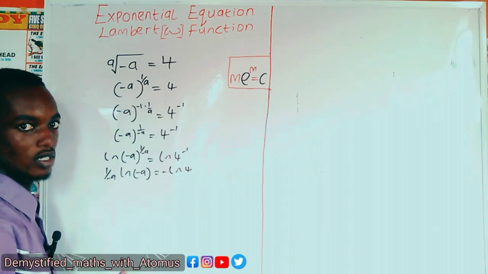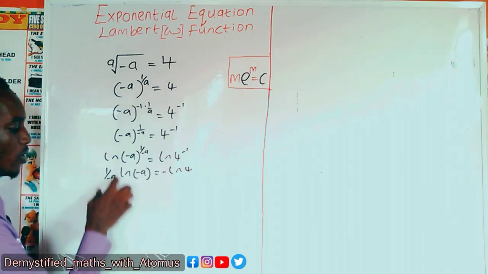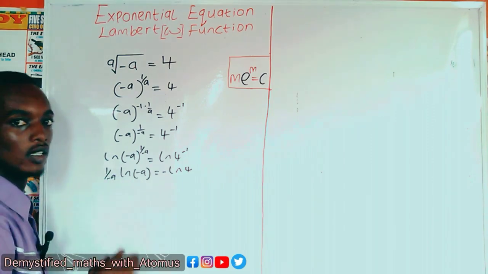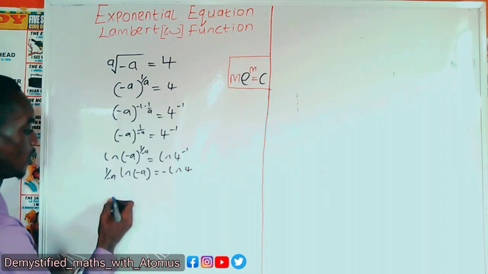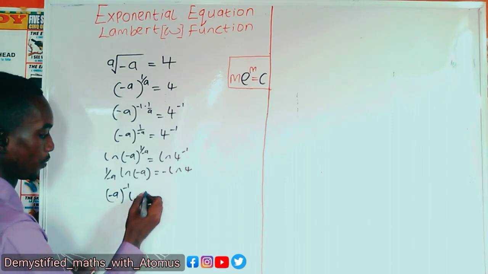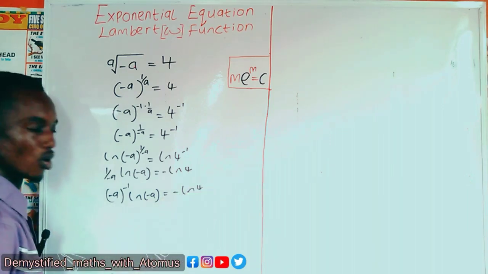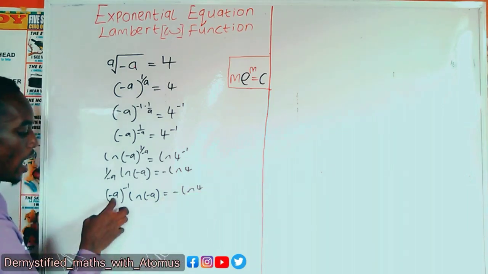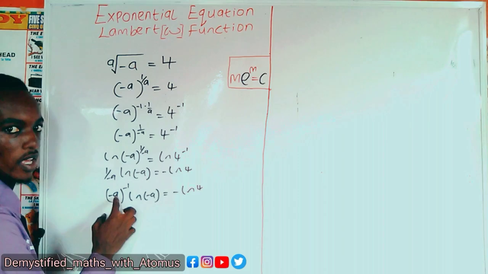Now we're making progress. To make this a little bit easier, let's express this fraction in index form. From the law of indices, we can rewrite this as negative a, all raised to power negative 1, times ln negative a, equals negative ln 4. Okay, now we're making progress. We have an isolated variable of a here.